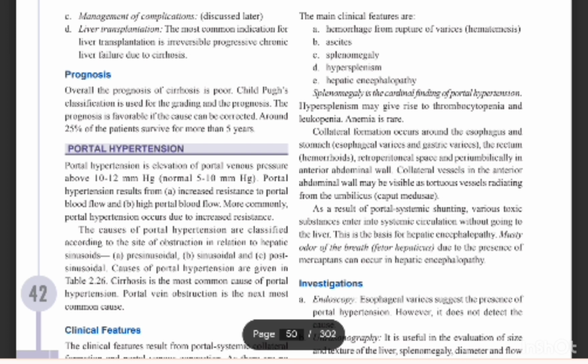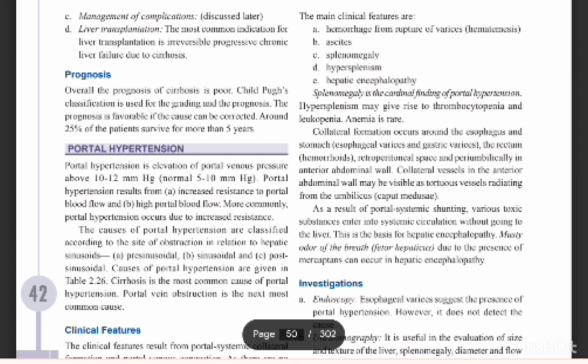Collateral formation occurs around the esophagus and stomach. That is why there are esophageal varices and gastric varices, because so many collaterals will be formed. In the rectum, you can see hemorrhoids, and in the retroperitoneal space and periumbilically in the anterior abdominal wall. Lateral vessels in the anterior abdominal wall may be visible as tortuous vessels radiating from the umbilicus.